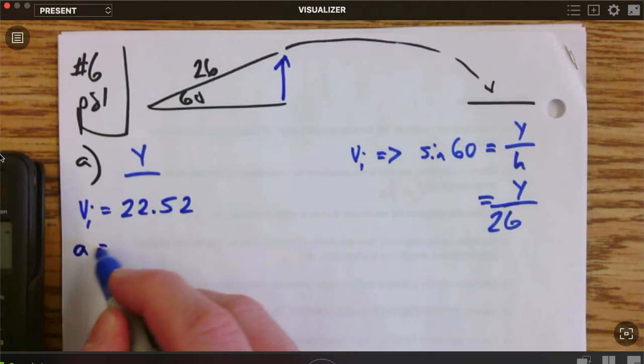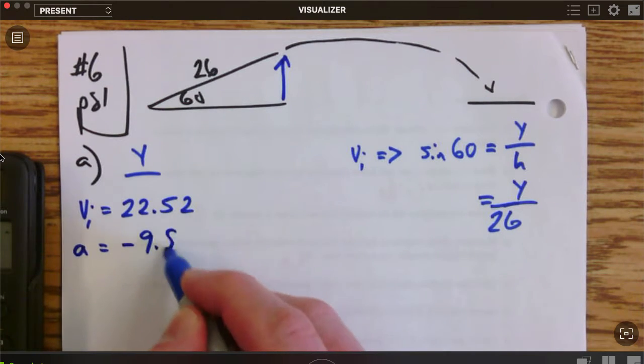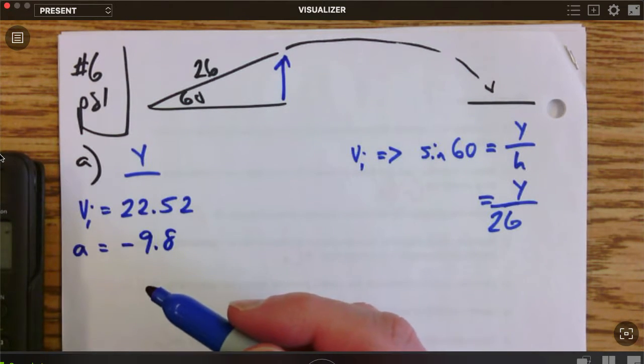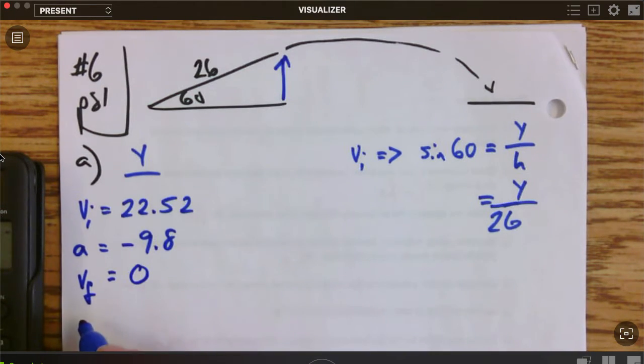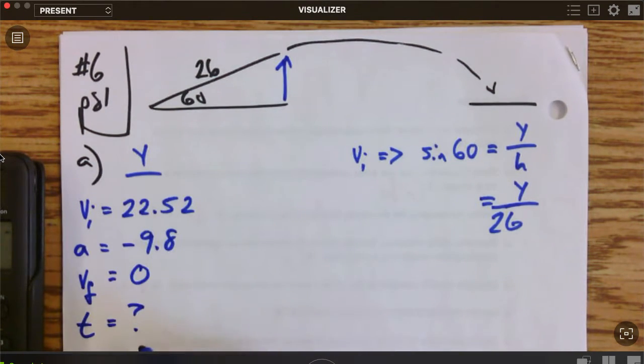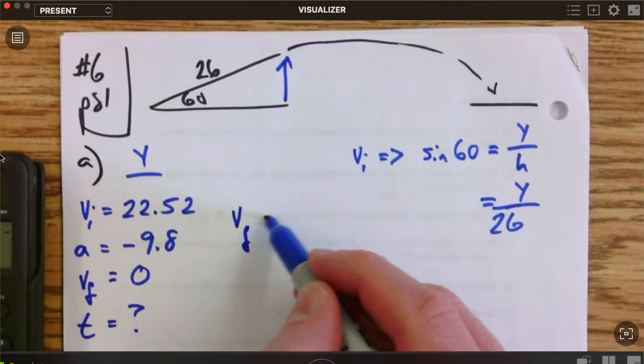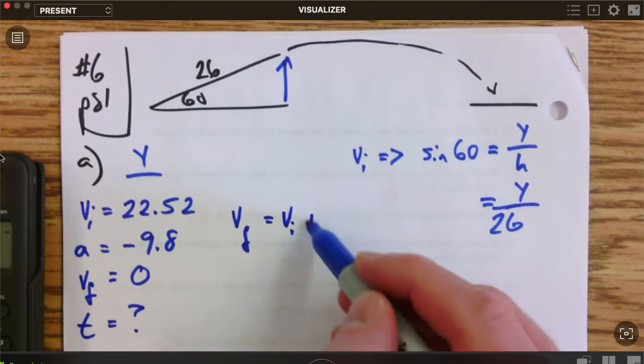The acceleration is negative 9.8, as usual. What's final velocity? 0. And the time is what we're looking for. We have 3, we need a 4th. We're not having anything to do with displacement, so we're going to go Vf equals Vi plus at.